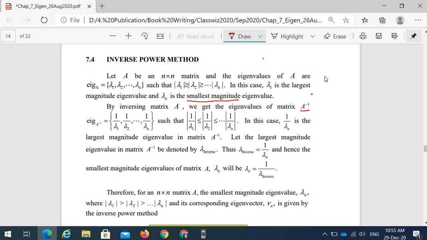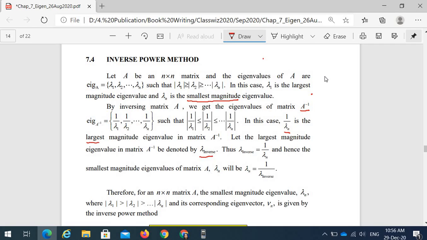Initially lambda n is the smallest magnitude, so when you have 1 over the smallest, 1 over lambda n will become the largest magnitude. Because initially lambda n is smallest, 1 divided by the smallest gives the largest magnitude of the matrix A inverse. Let's denote the largest magnitude eigenvalue of A inverse by lambda inverse.